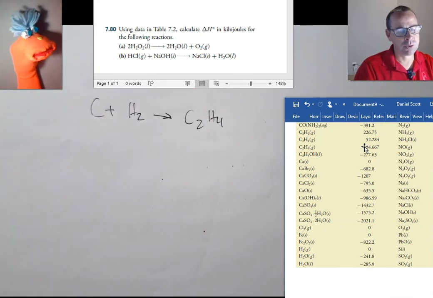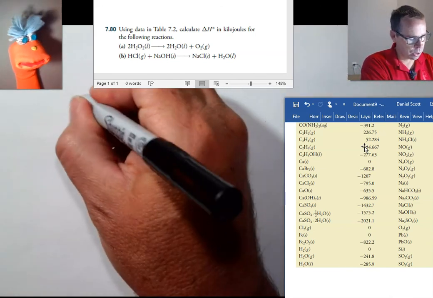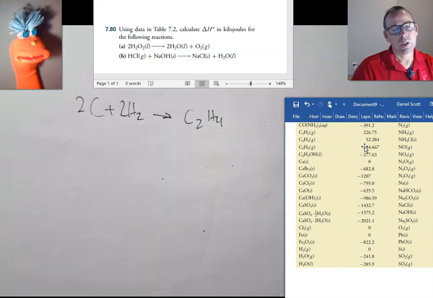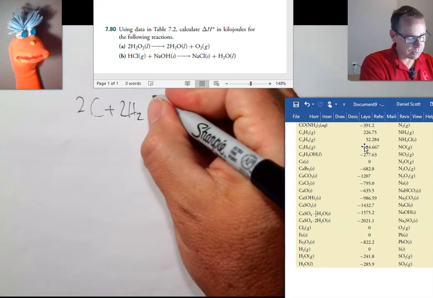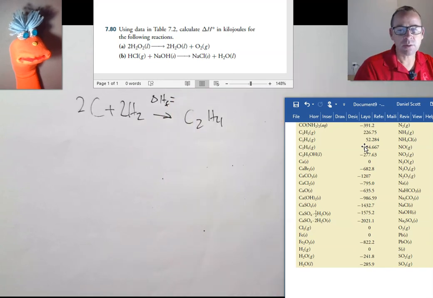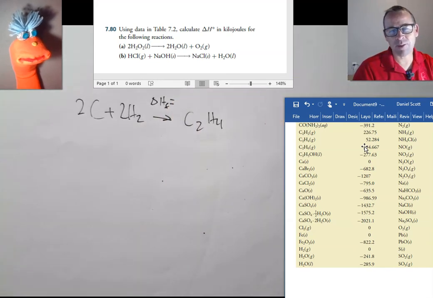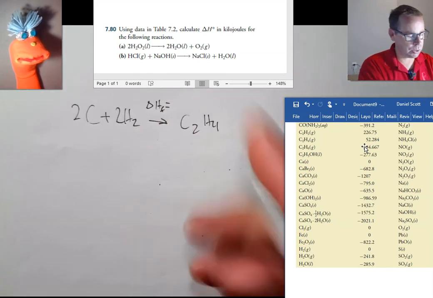And you need 2 hydrogens, 2 of the hydrogen gases, and 2 carbons. Very good. So the delta H formation for this is not a negative value. It requires energy, 52.284.